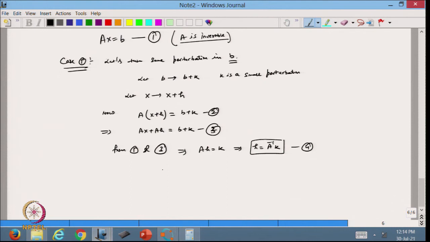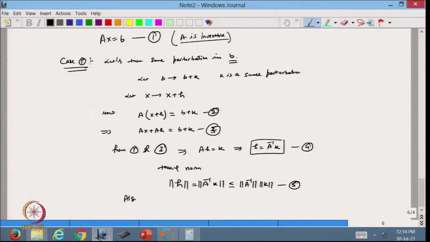Now, taking the norm, any norm I can take, the norm of h is equal to the norm of A inverse k. I am taking this norm, and I know this is less than or equal to the norm of A inverse and the norm of k. So, let us write it, equation number 5.